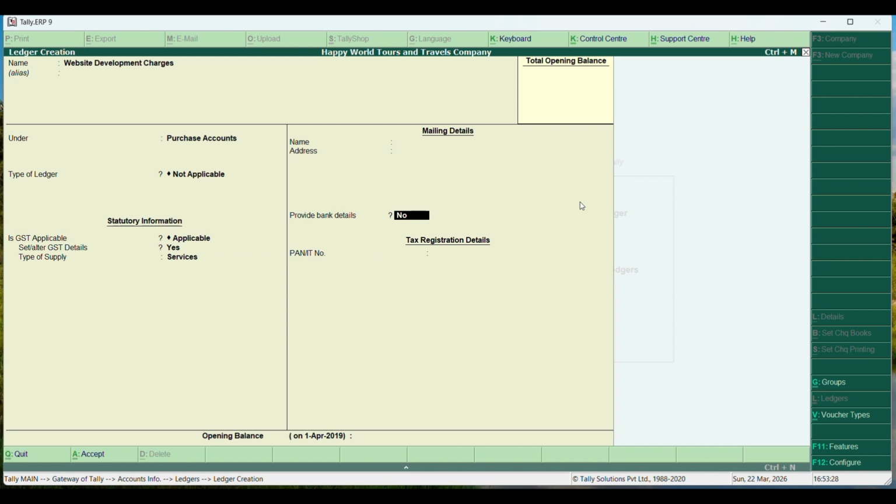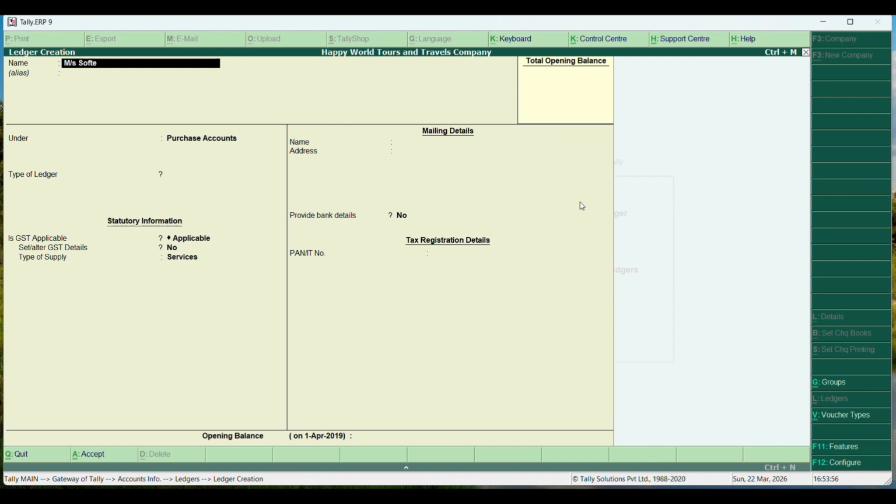Type of supply, yes. So whatever GST related information you have to give is in the service. If it is a service related ledger, it is in the service transaction, and if it is an inventory transaction, a stock item related ledger, you have to give the correct outputs and inputs.